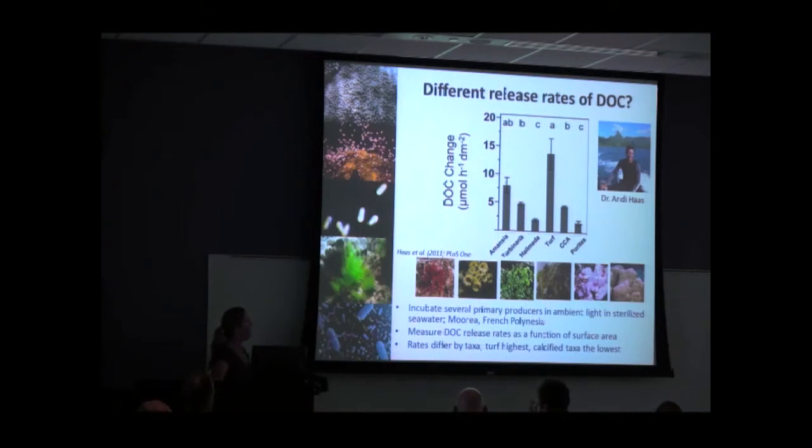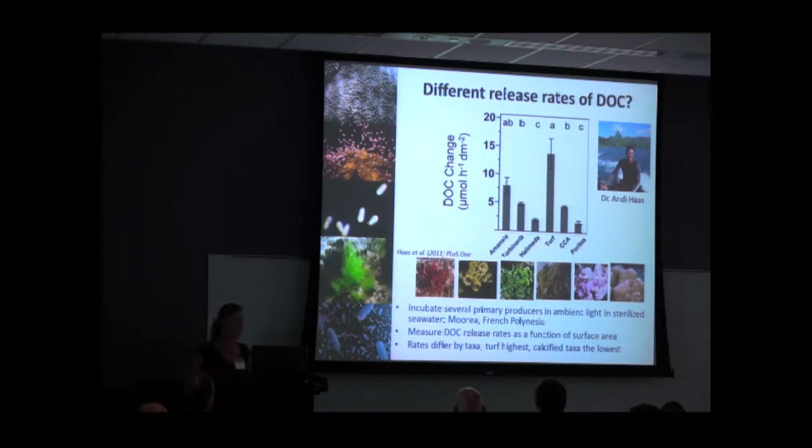And we see that different algae have significantly different DOC release rates, with, lo and behold, turf algae actually having the highest release rates, and these are normalized to surface area. And some of the calcified algae and even corals having the lowest DOC release rates.